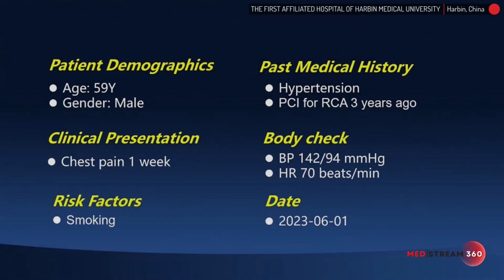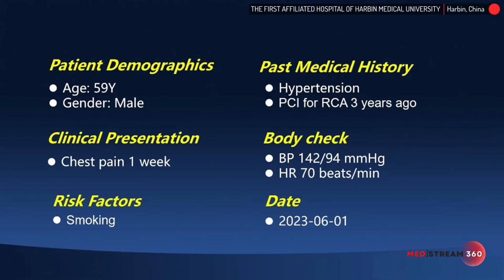From the screen, we can see that this is a relatively young male patient. He is 59 years old, and the past medical history and risk factors include hypertension, and he is a heavy smoker, and we can see that there is hyperlipidemia. He accepted PCI for the RCA 3 years ago due to an old myocardial infarction. However, he complains of chest pain for 1 week and recently, and was admitted to our hospital.